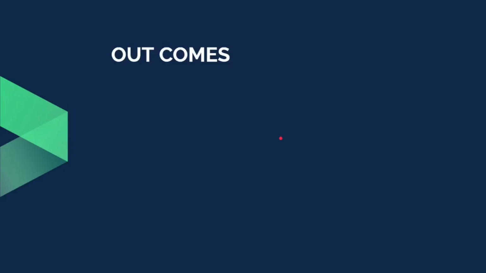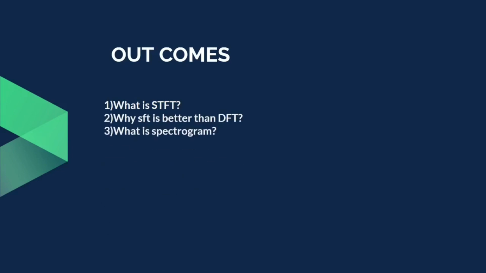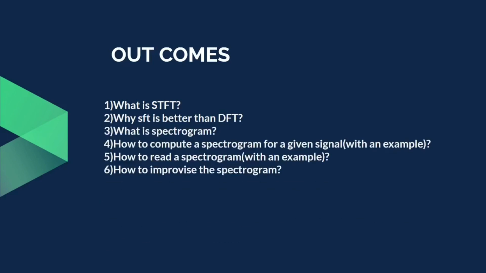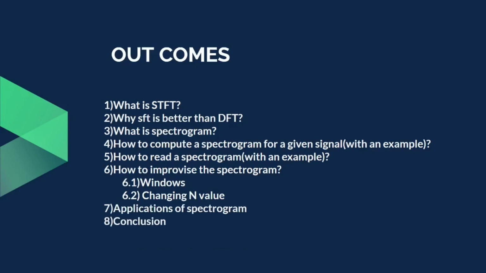The basic layout is: what is STFT, and why is it required when we have DFT. Then we will introduce the spectrogram, look into computation and interpretation of the spectrogram, and how to improve the spectrogram, windowing and changing the n value. Then we'll look into the application and at last the conclusion.